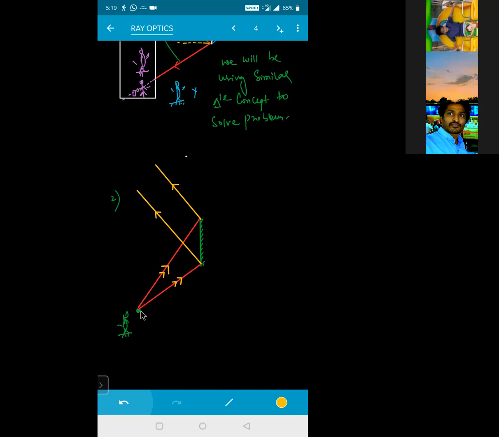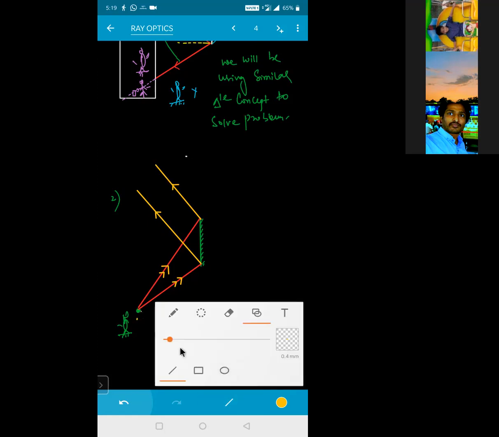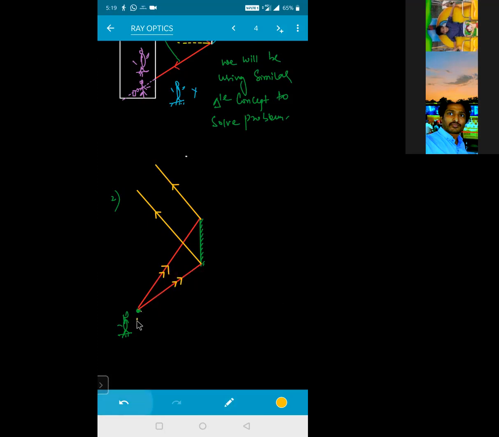If this is your object, whatever is the distance of this object, you extend this mirror down like this, assume, and you extend this one up to here. If the distance of this object from the mirror, from here to here, is d, the image will also form at the same distance. Because in a plane mirror, the image forms at the same distance behind the mirror.